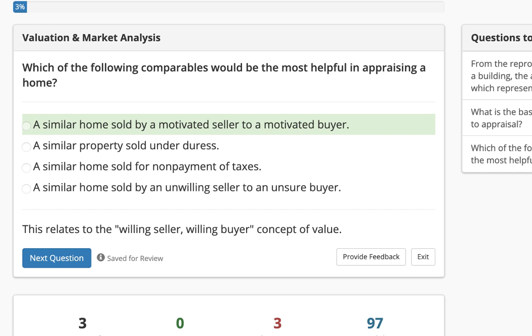So a few people say that appraisal is difficult, it's confusing. Not a lot of people love it.